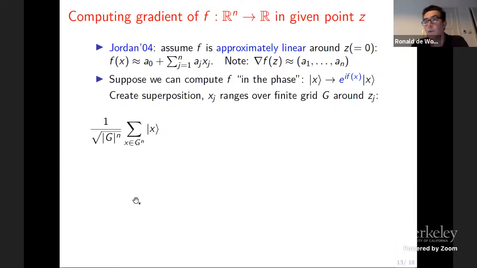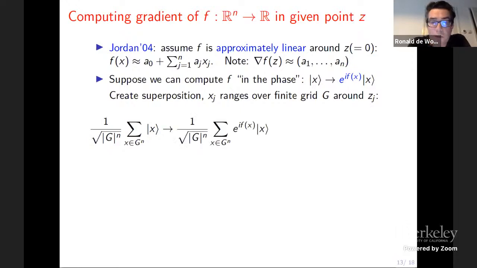Now, here's a simple quantum algorithm to extract this vector a1 up to an, to extract the gradient at the point z. So we first take a finite grid of equally spaced points around each entry zj. Remember, z is the point at which we want to evaluate the gradient. And we set up a uniform superposition where every coordinate of x ranges uniformly over that grid. This is very easy to compute on a quantum computer.